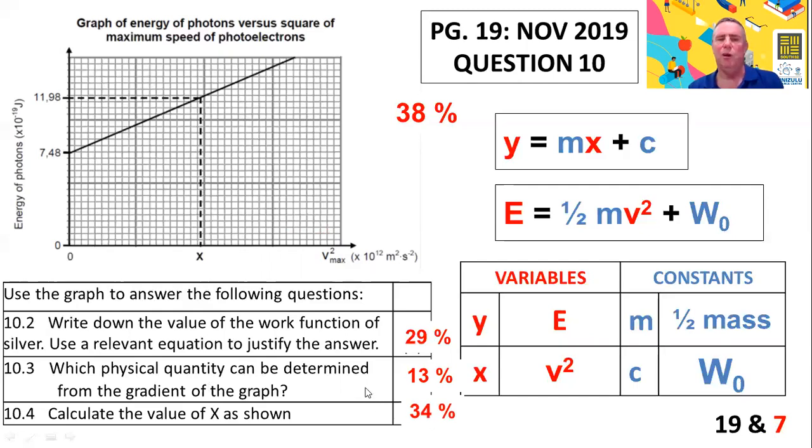But let me show you how easy it is. Calculate the work function. Well, the work function is just the c value, so I can read it off the graph. It's 7.48 joules. That's not difficult. Which physical quantity can be determined from the gradient of the graph? Well, the gradient is simply half the mass of the electron. And calculating the value of x when you have this equation is not difficult.